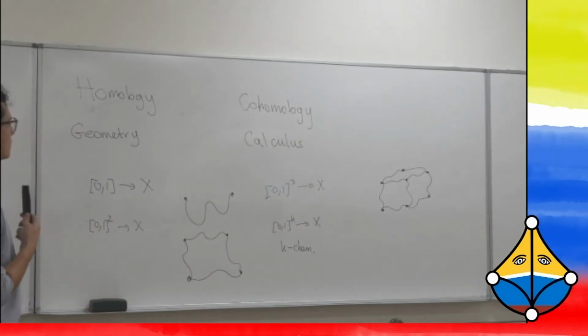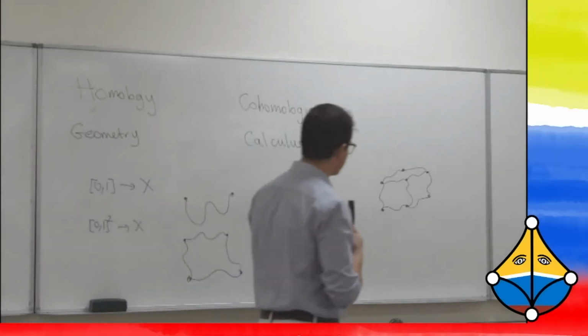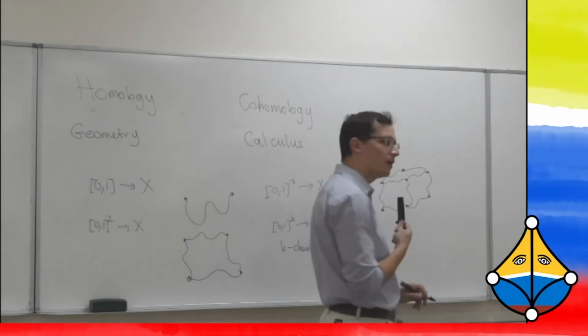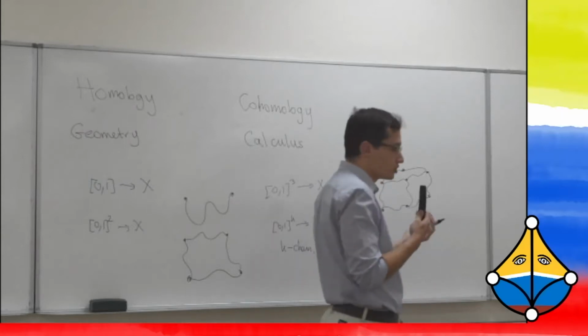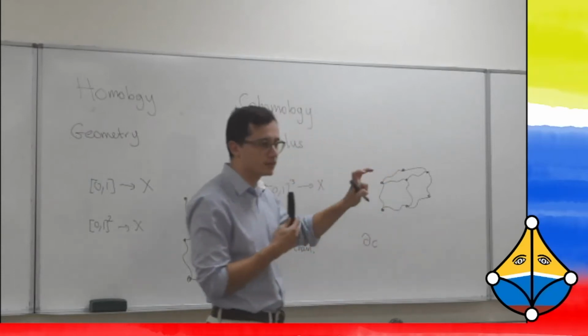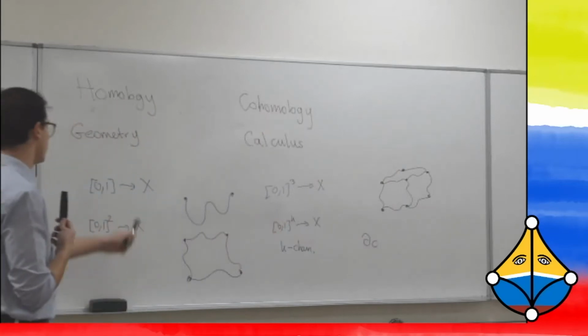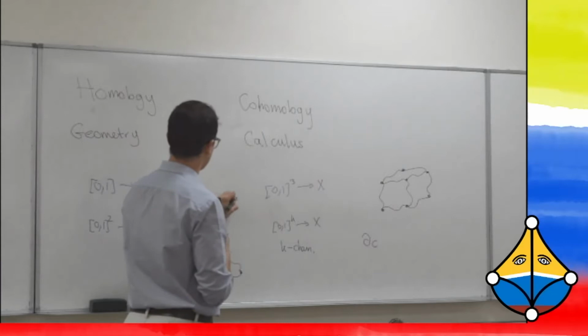Okay. So now we define an operation on chains, called the boundary. So if you have a chain C, the boundary of C is another chain called del C, right? A sort of partial derivative symbol, basically. So the boundary of a one chain would just be the two endpoints. That would be the boundary.